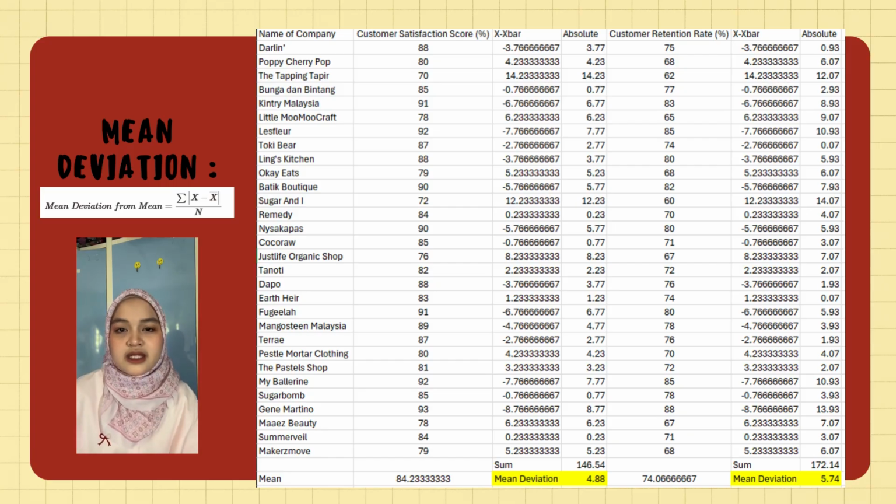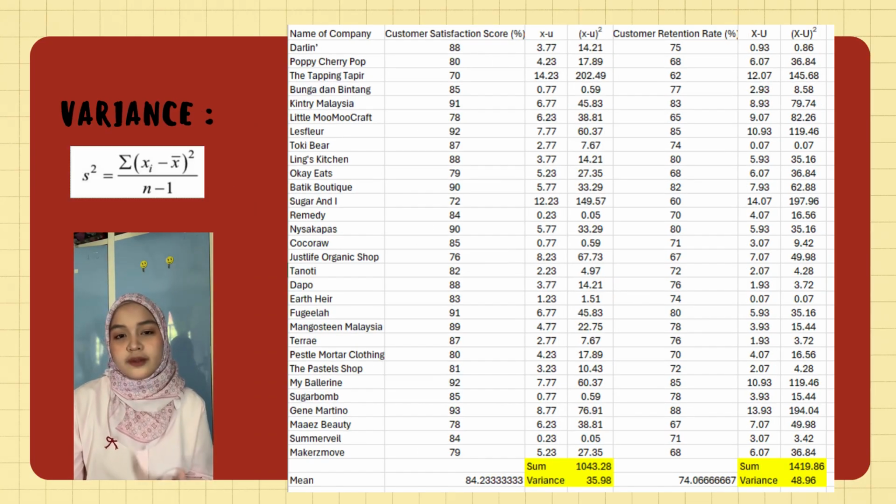After that, I subtract the mean from each of the observations and convert to positive. If the difference you get is negative, like in the absolute value column, change it to positive. The last step is to sum up the absolute differences that you got before, then divide by the number of observations in the sample. So for customer satisfaction the mean deviation I get is 4.88, while customer retention rate is 5.74.